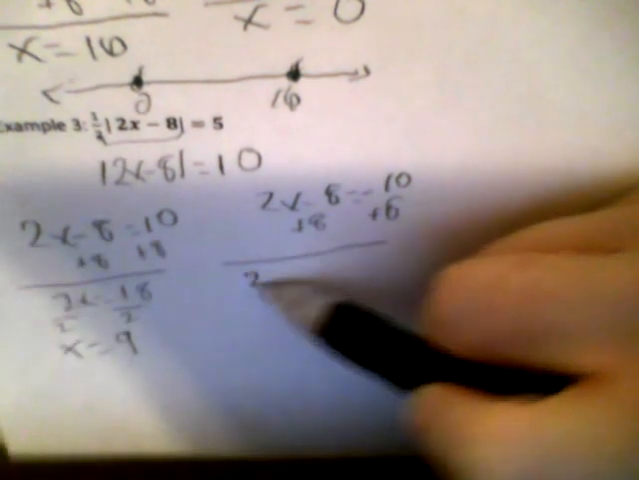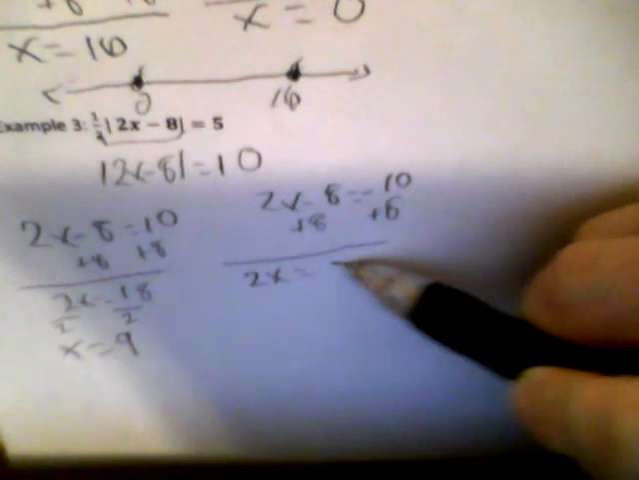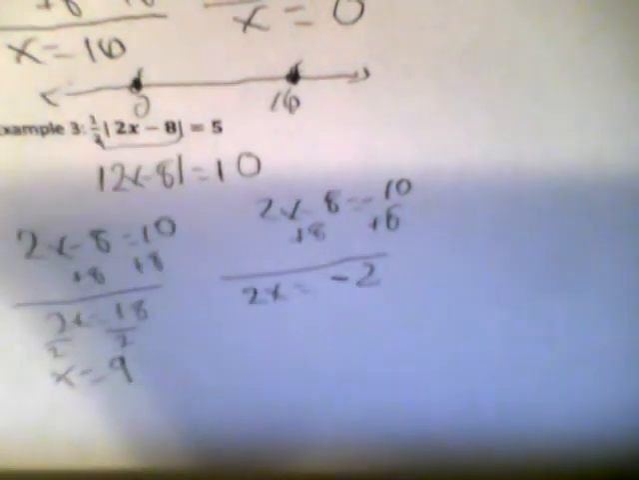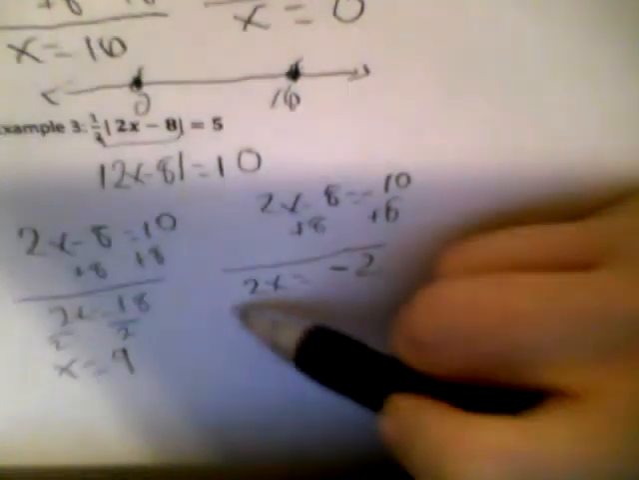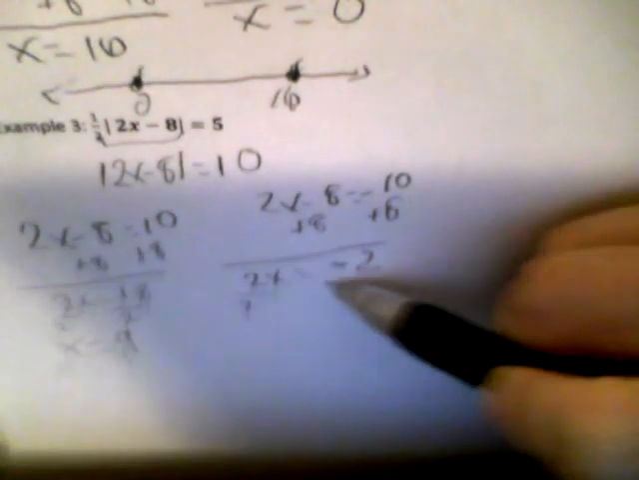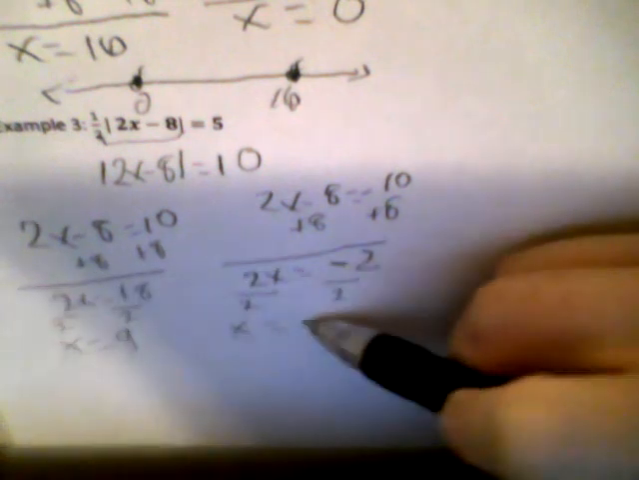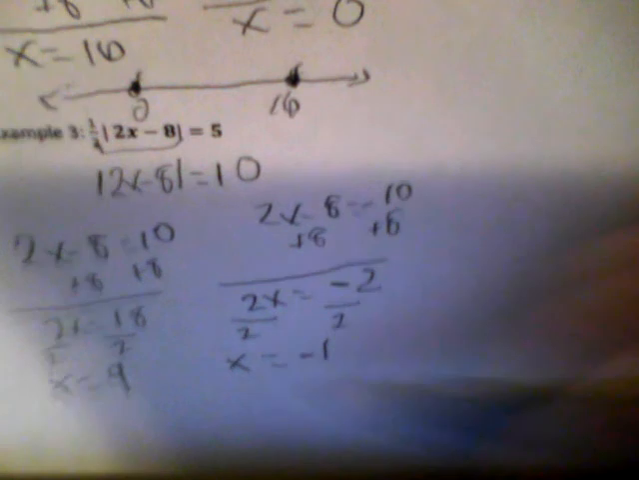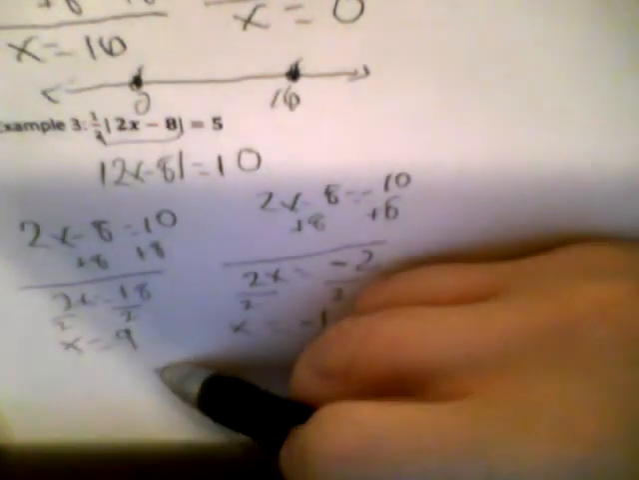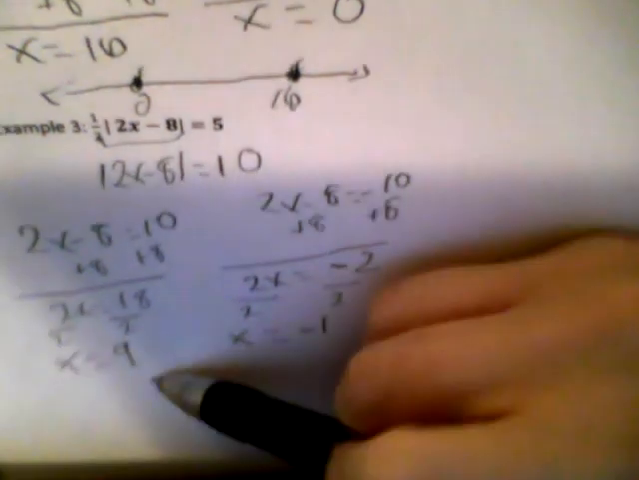So I have 2x, negative 10 plus 8 is just going to be negative 2. So I have 2x is equal to negative 2. Then once again, I divide both sides by 2. And when I divide both sides by 2, I get x is equal to negative 1. So I have two solutions. One solution is x is equal to 9, and my other solution is x is equal to negative 1.